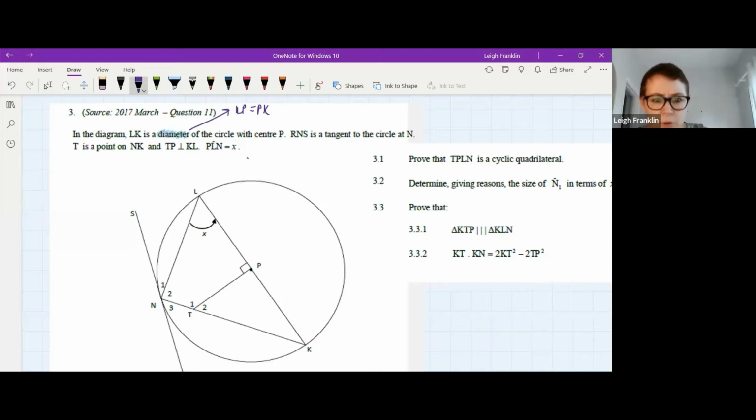Who else has raised their hand? I can't see. Go for it, Watobe. Does it also mean that N2 is 90 degrees? Oh, well done. Good spot. Did you hear that, everybody? Watobe said, does it also mean that N2 is 90? It certainly does. It means that angle N2 is 90. And what's the reason for that, Watobe?